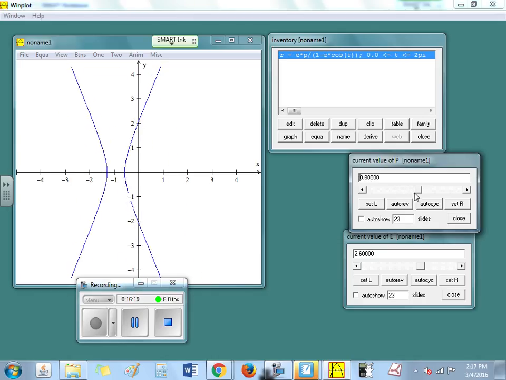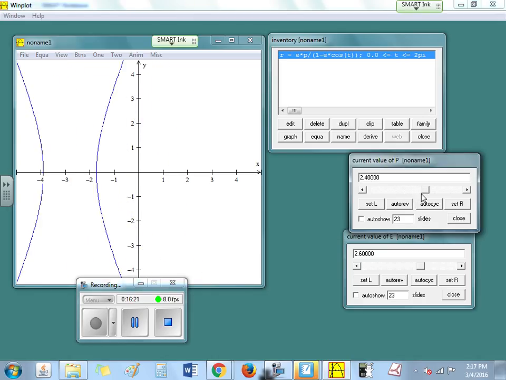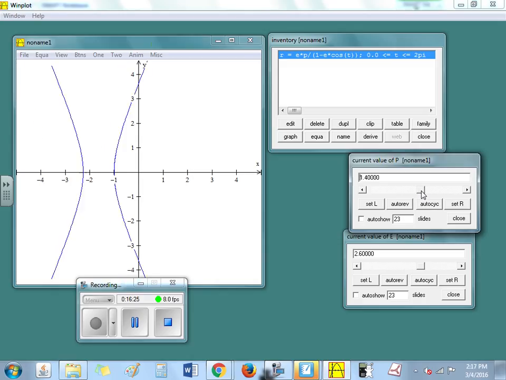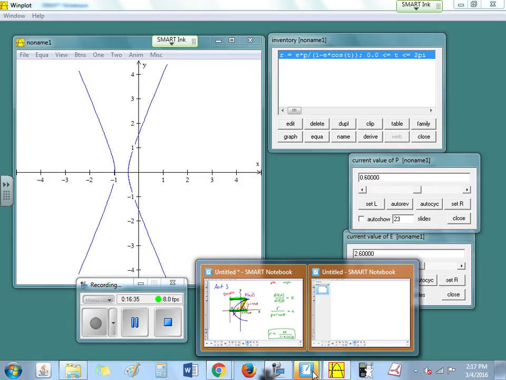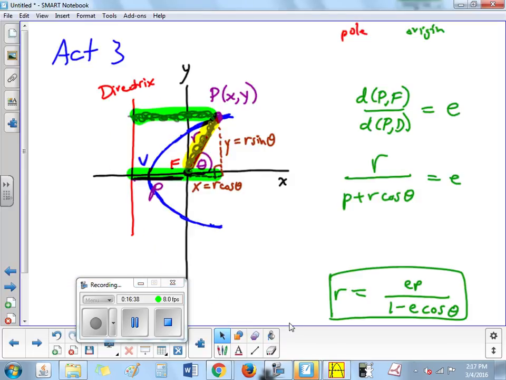It shifts, right? It's also doing a little bit of squishy squish. You see it? Sometimes the two branches of the hyperbola are far apart. Sometimes the two branches of the hyperbola are closer together. What's actually happening here? Now go back to your drawing. Look in your notes. When Mr. Shore changes P, what is he changing in your notes?